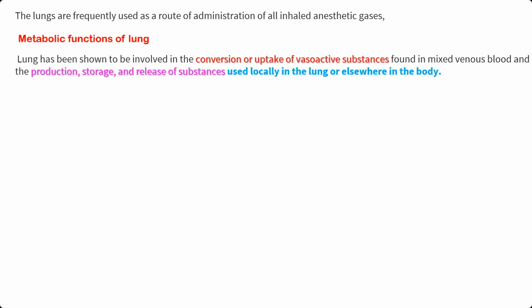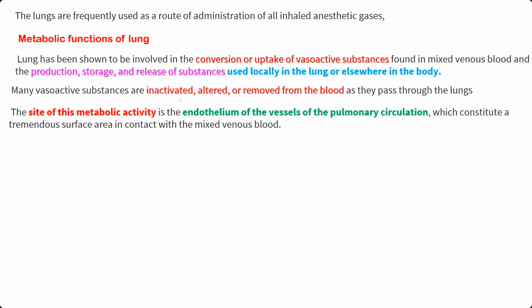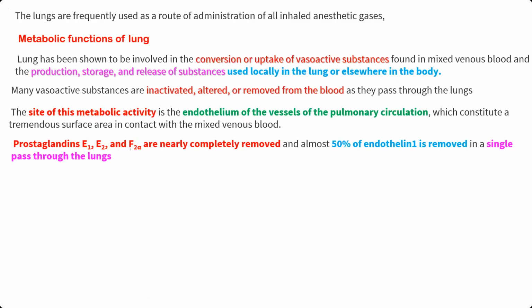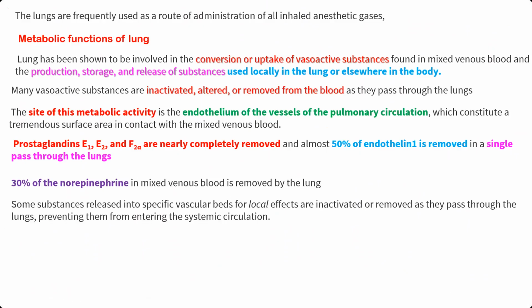And they also convert vasoactive substances, with storage and release of them, and they are also important for inactivation of some of the drugs. So prostaglandins are nearly completely removed. Up to 50% of endothelin 1 is also removed in a single pass through the lung circulation. And 30% of norepinephrine produced in the body is also removed by the lung.